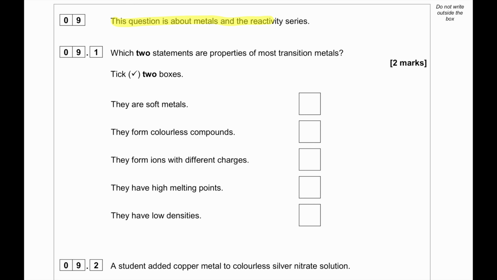This question is about metals and the reactivity series. Which two statements are properties of most transition metals? We know that transition metals are very strong and hard metals, so they are not soft metals.